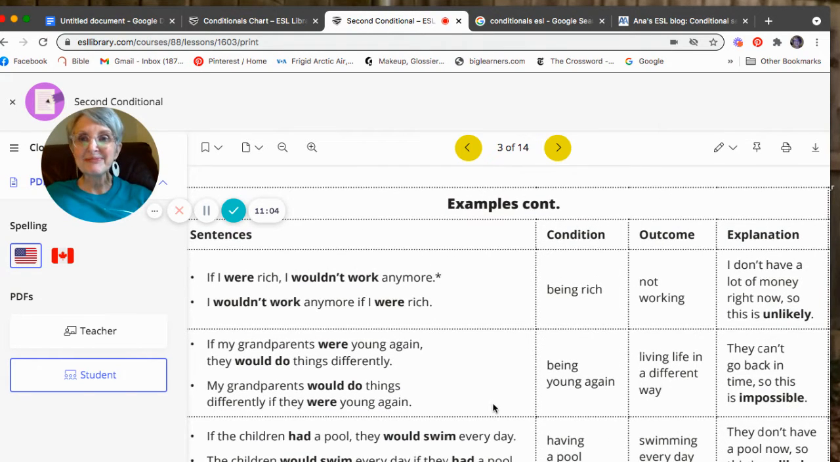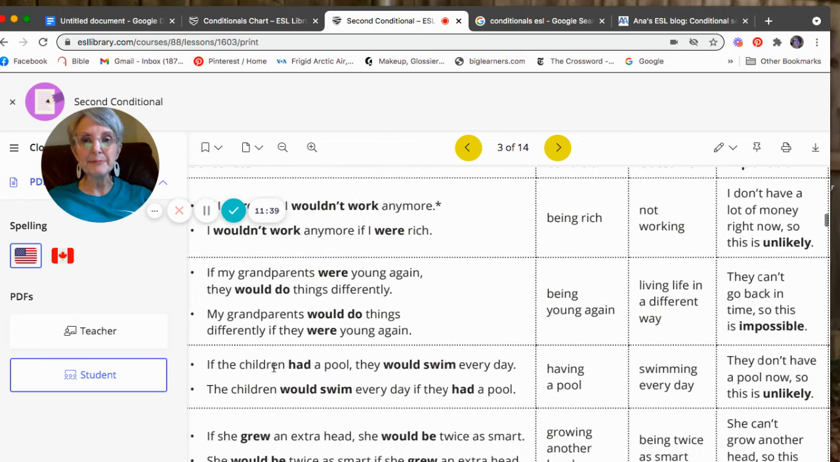All right, so remember with this type of sentence, you can also turn it around. You can say it forwards or backwards. You can reverse those clauses. So if we reversed them, this is what it would look like. You could start with the outcome. So you could say, I wouldn't work anymore if I were rich. Notice that when they reverse it, when they have the outcome first, you don't need to put the comma there. All right, let's look at another example.